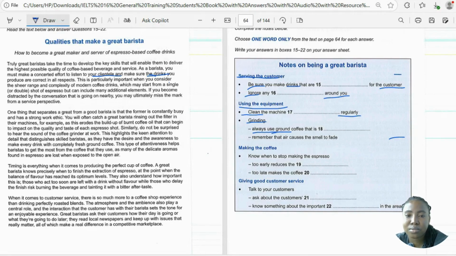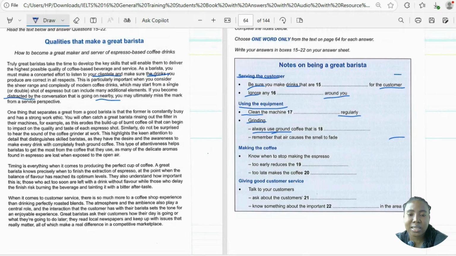Okay, 16, ignore. All right, let's look at the word ignore. Can we find anything about ignore here? Okay, I can't see ignore, but I can see distracted. So I'm going to underline that. Around me, I can see nearby. I can see a paraphrase for that.